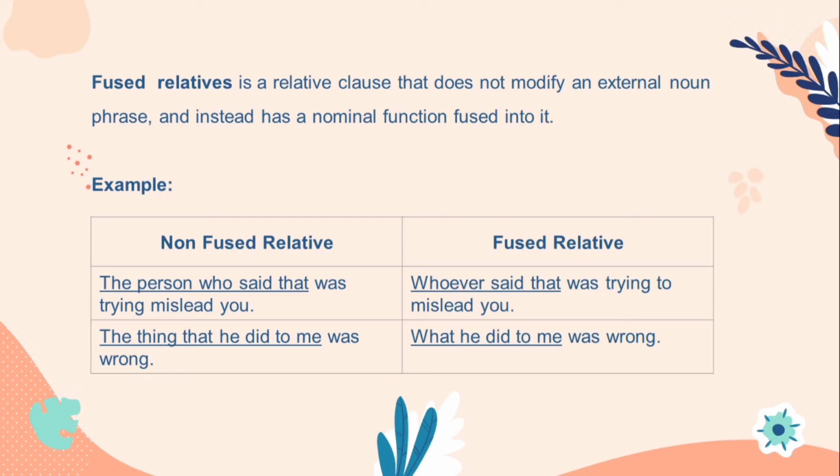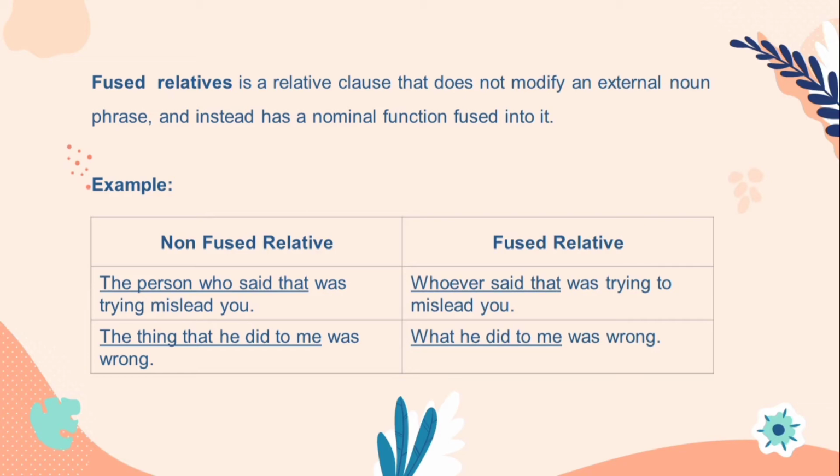So, for example, we have two examples. In the first example, in fused relative, we have: whoever said that was trying to mislead you. The head of the noun phrase is whoever said that, a subject of the relative clause, and its gender indicates that we are talking about some person. The meaning is thus comparable to that of the non-fused. The non-fused relative is: the person who said that was trying to mislead you.